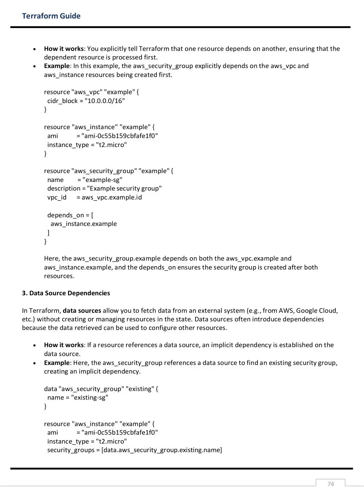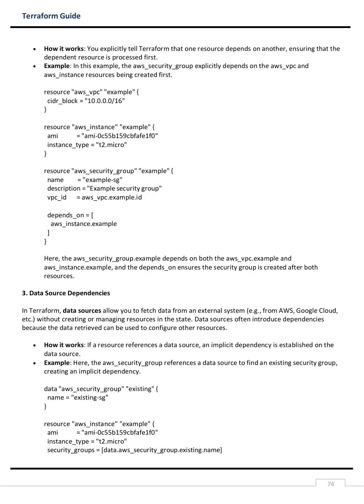3. Data source dependencies. In Terraform, data sources allow you to fetch data from an external system, for example from AWS, Google Cloud, etc., without creating or managing resources in the state. Data sources often introduce dependencies because the data retrieved can be used to configure other resources. How it works: if a resource references a data source, an implicit dependency is established on the data source. Example. Here, the AWS security group references a data source to find an existing security group, creating an implicit dependency.